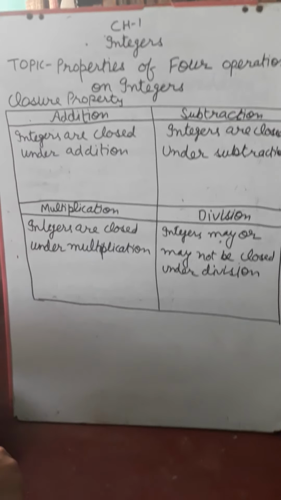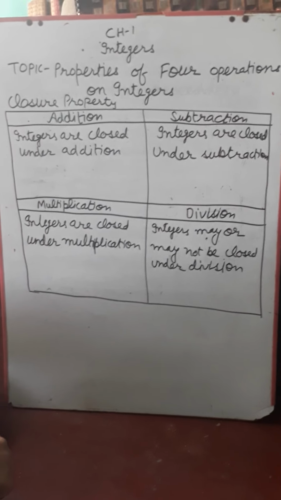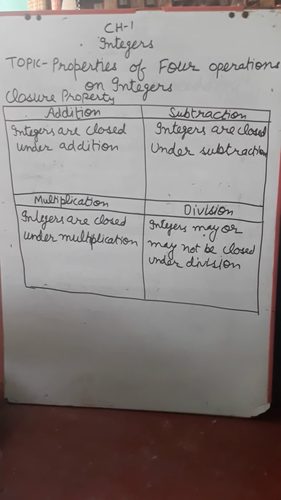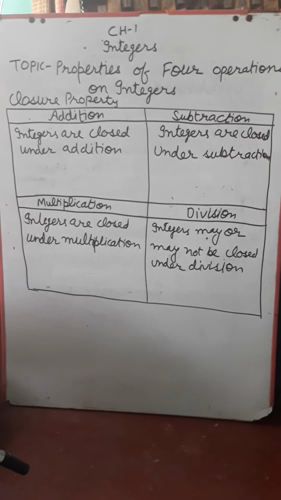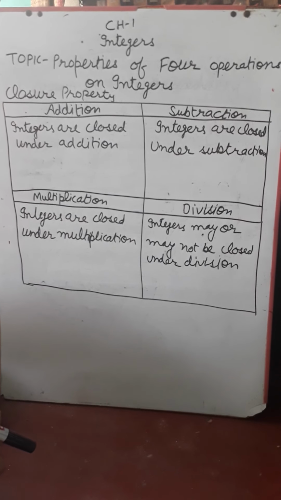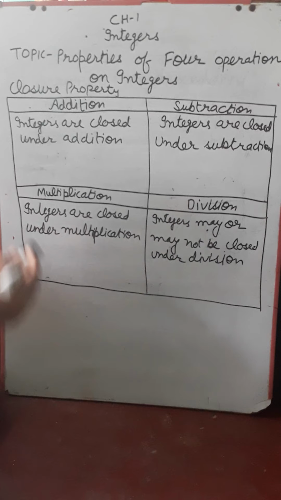Today we will do properties of 4 operations on integers. First we have the closure property. We will operate this property on 4 operations: addition, subtraction, multiplication and division. Integers are closed under addition.